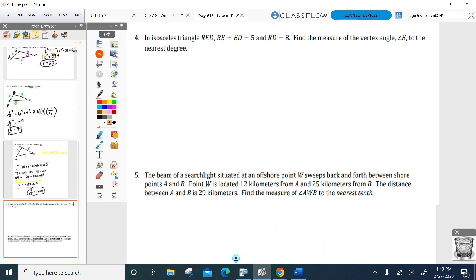So go ahead, get up triangle, RED. Yep, good job. It spells red. I got spelling bee champs, as I found out on Friday. 5, 5, 8.